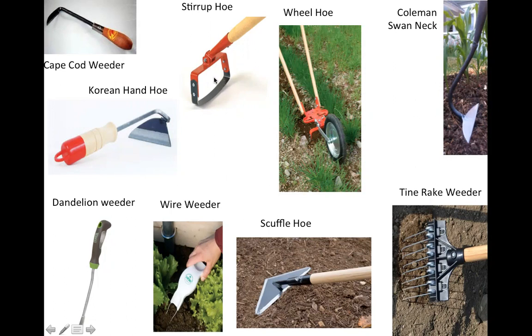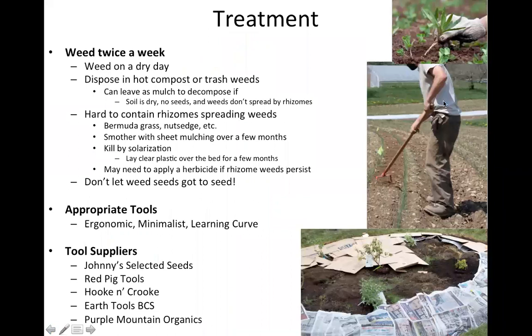You have a stirrup hoe, which will cut the weeds at the base, and you can put it on the wheel hoe. There's lots of great hand weeders and things like that. So you just have to figure out your style and what works best. Ideally, ergonomically speaking, you want to be in this position as much as possible if you want to save your back.